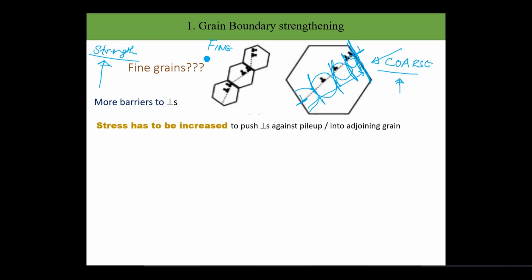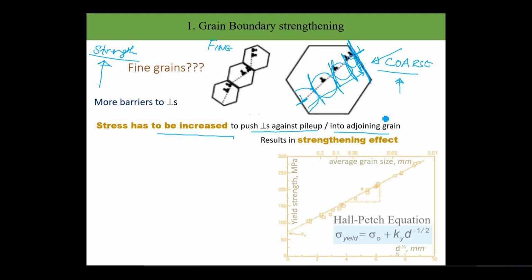So fine grains, more barriers to dislocation. Stress has to be increased to push dislocation against the pileup into the adjacent grains, resulting in the strengthening effect. Now, this is the Hall-Petch equation, which relates the yield strength of the material to the inverse under root of the grain size. So the smaller the grain size, the higher would be the yield strength of the material.